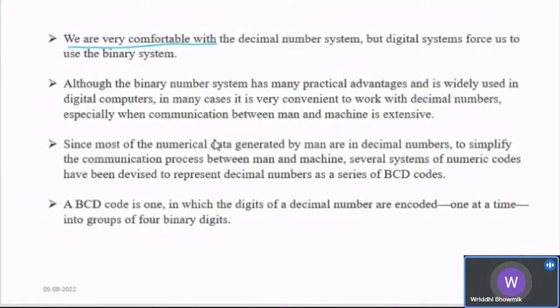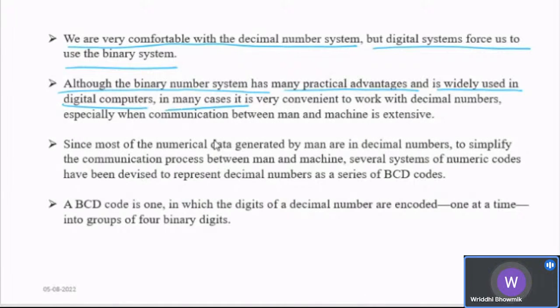We are very comfortable with the decimal number system, but digital systems force us to use the binary system. Although the binary number system has many practical advantages and is widely used in digital computers, in many cases it is very convenient to work with decimal numbers, especially when communication between man and machine is extensive.